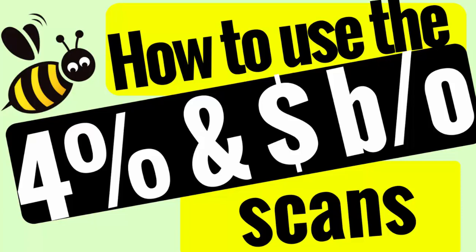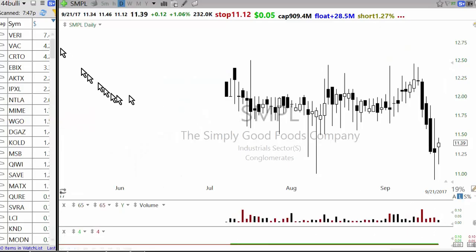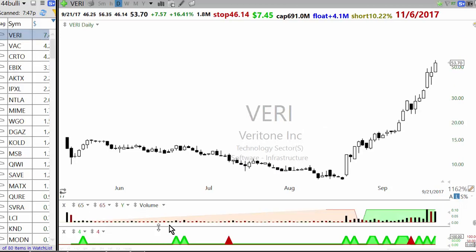Let's have a look at how to use the 4% and dollar breakout scan to find candidates for either buying or short selling. We looked at the same thing yesterday, and you can look at yesterday's video also. In order to do this, we are going to use the 4% breakout scan, 4% on the bearish side. We are going to use the 65 days trend intensity to find stocks with trends.